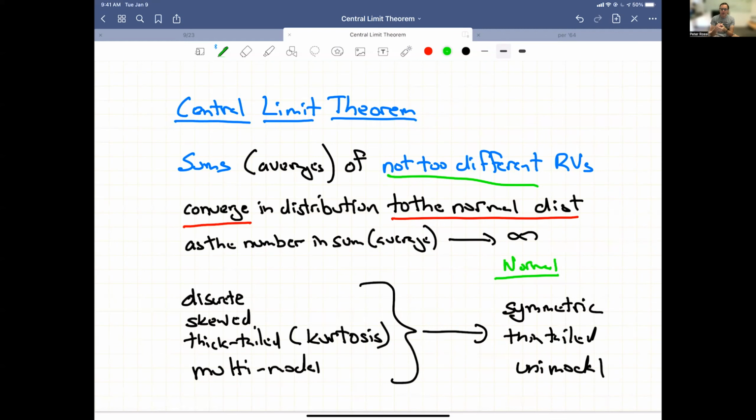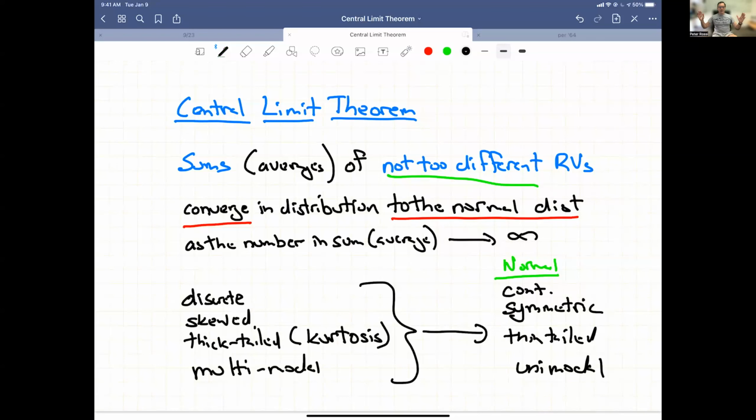You can start with a discrete random variable. You could start with a random variable that only takes on a few different values. And then by averaging and adding together, you can make it look more like the continuous normal random variable, right?